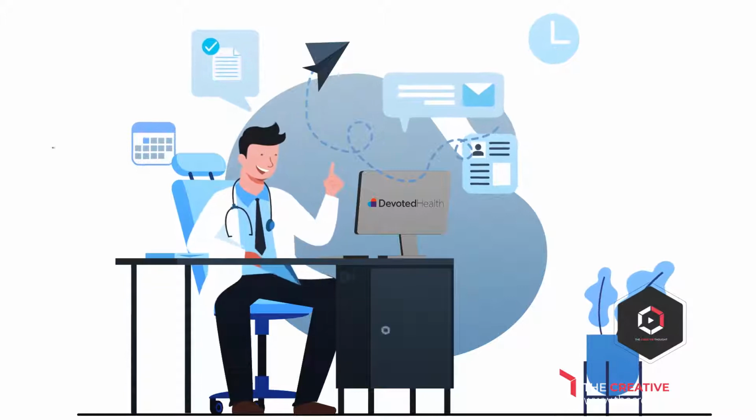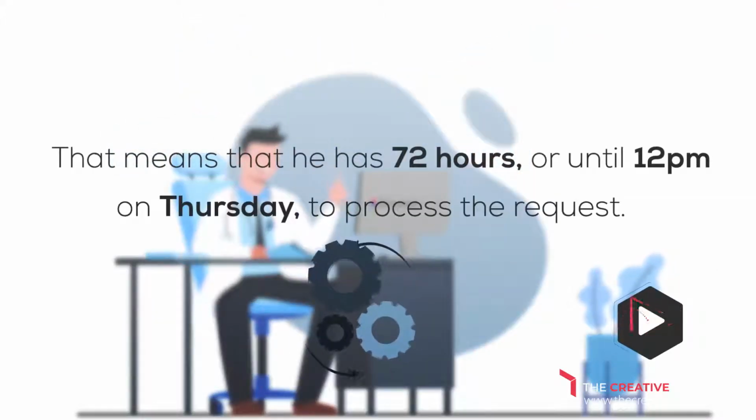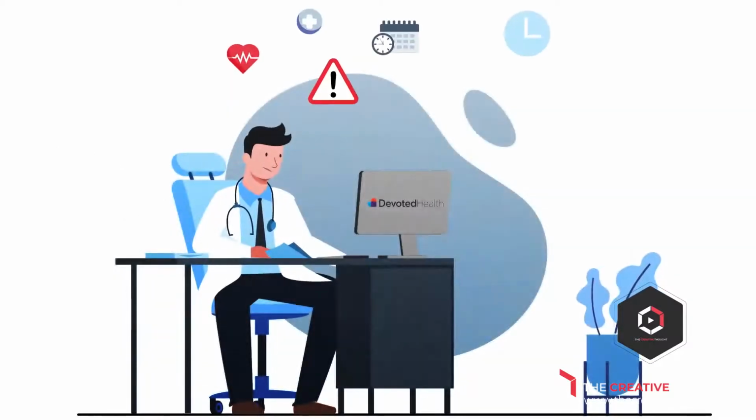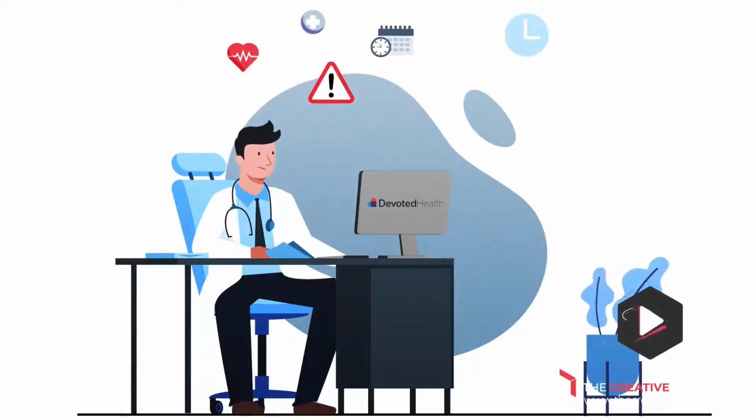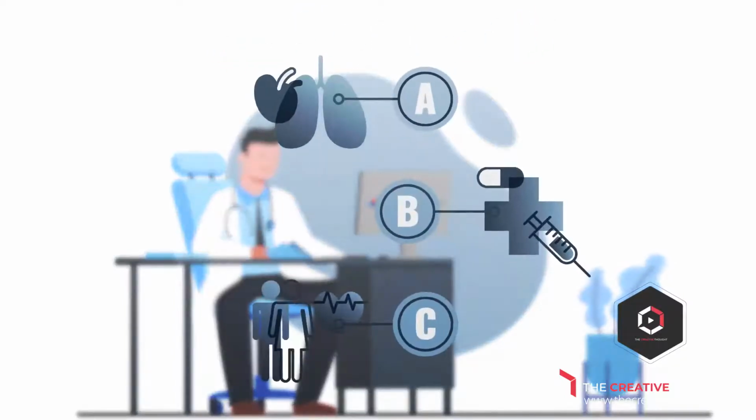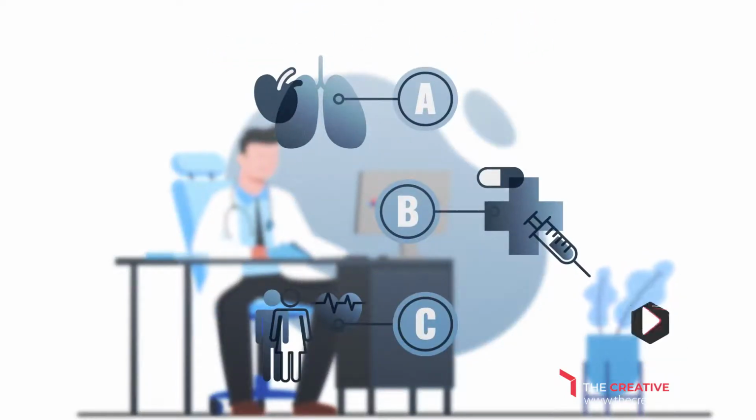Alex receives this Part D standard coverage request to review at 12 p.m. on Monday. This means that he has 72 hours or until 12 p.m. on Thursday to process the request. If he had any indication that the member's life or health would be jeopardized by following the standard timeline, he'd immediately follow the expedited timeline, even if it weren't requested.